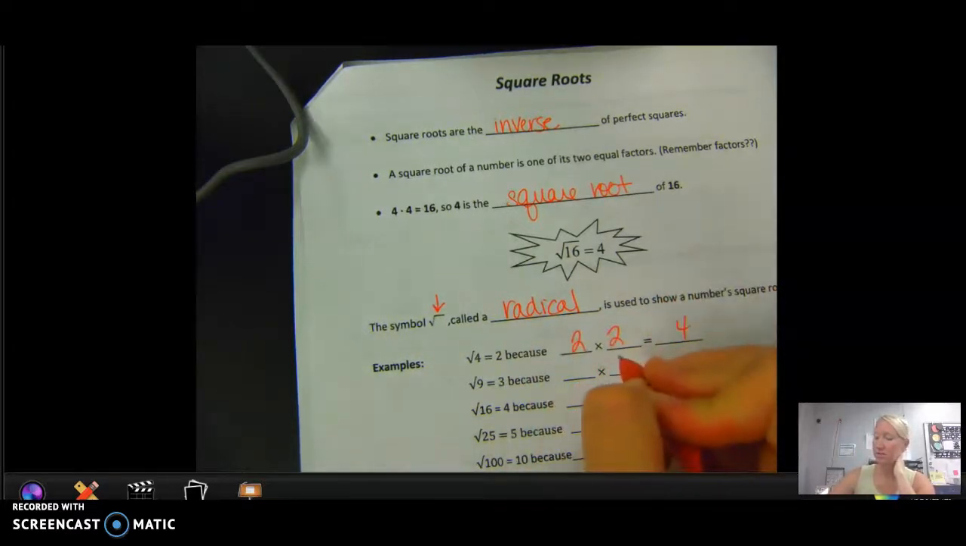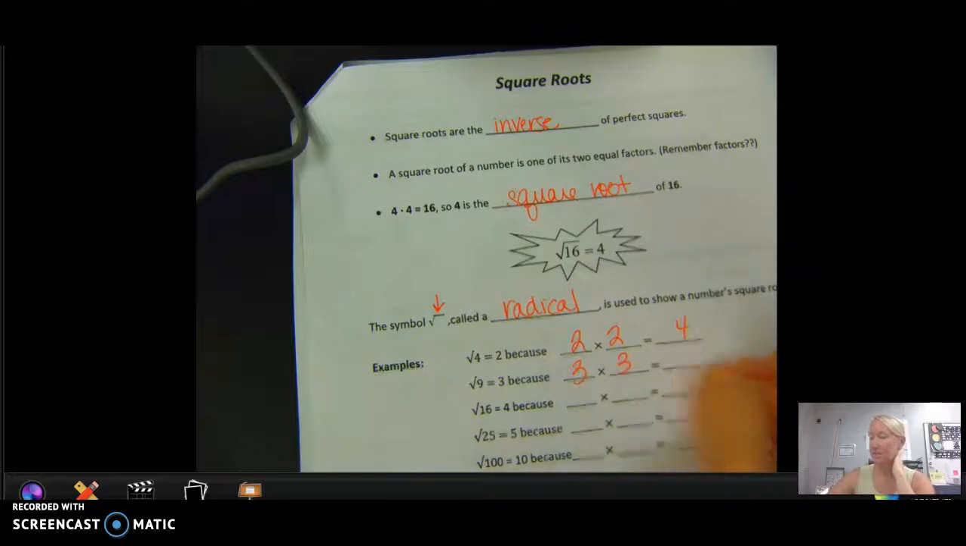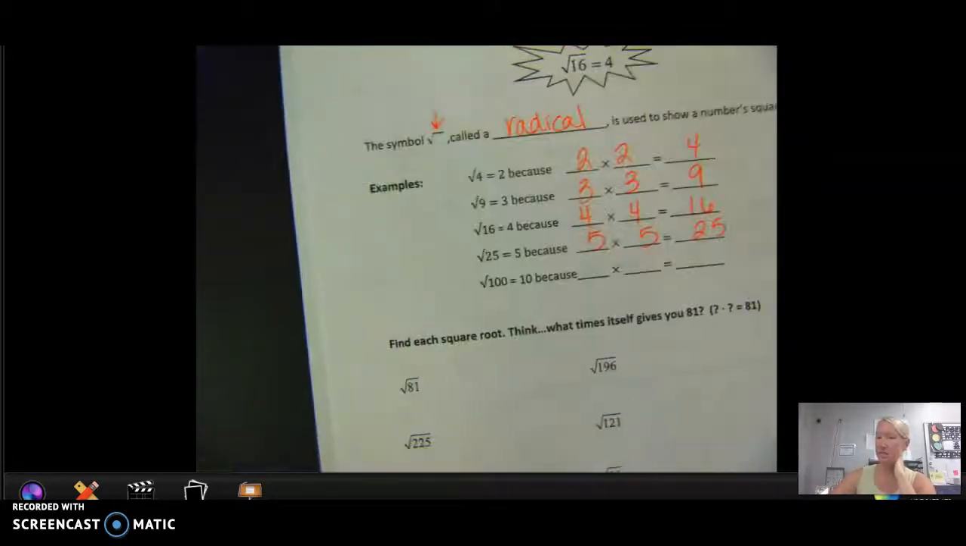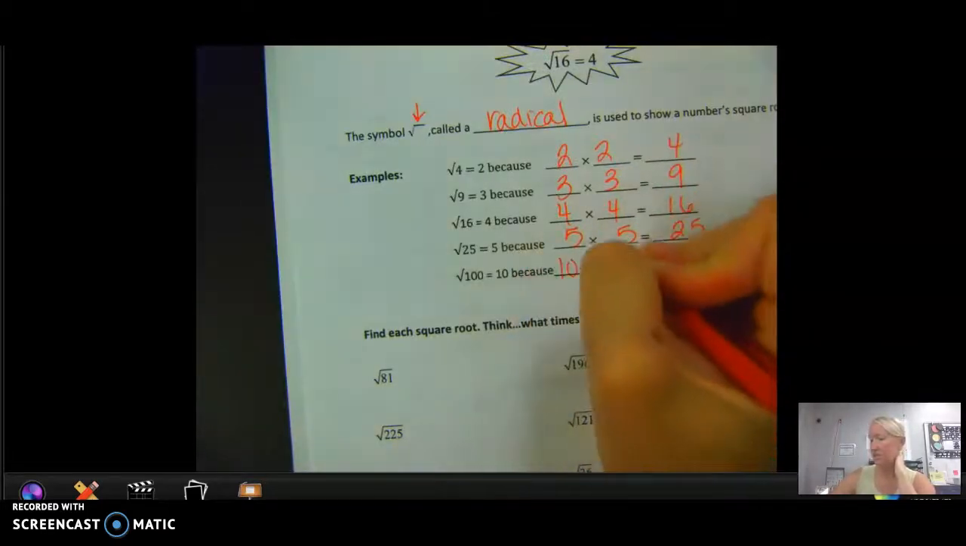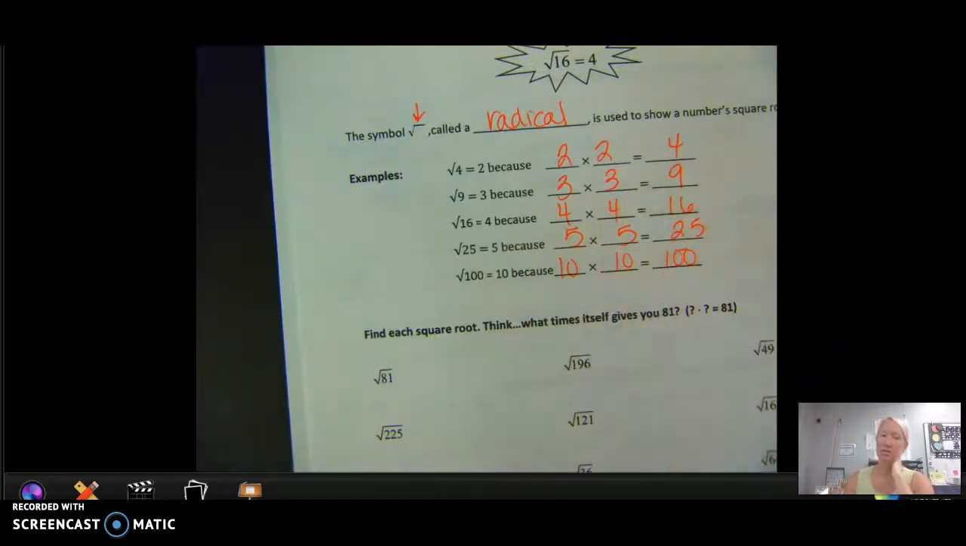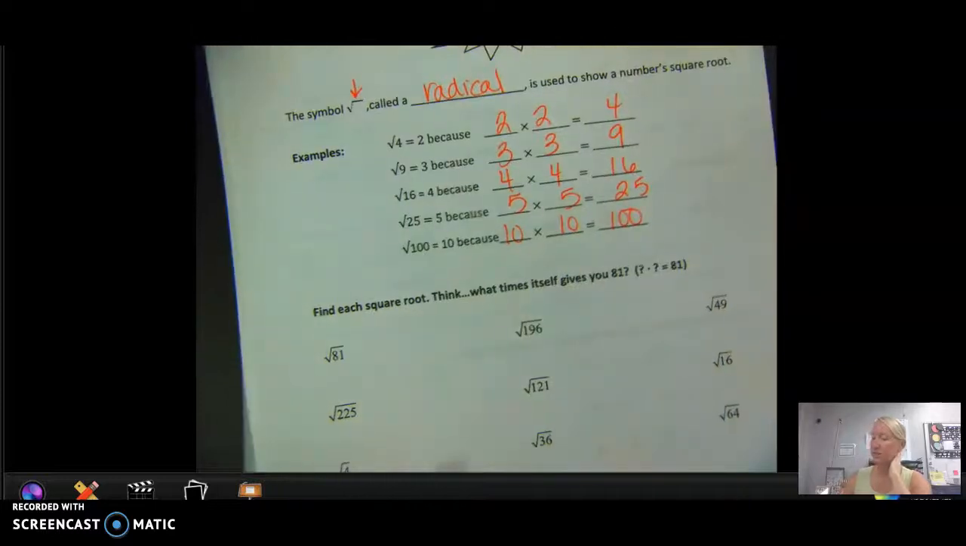Square root of 9 is 3 because 3 times 3 is 9. 4 times 4 is 16. 5 times 5 is 25. And 10 times 10 is 100. Guys, this perfect square review, I'm going through it quick, but you probably learned this back before last year for sure. Okay, see if you know these real quick.